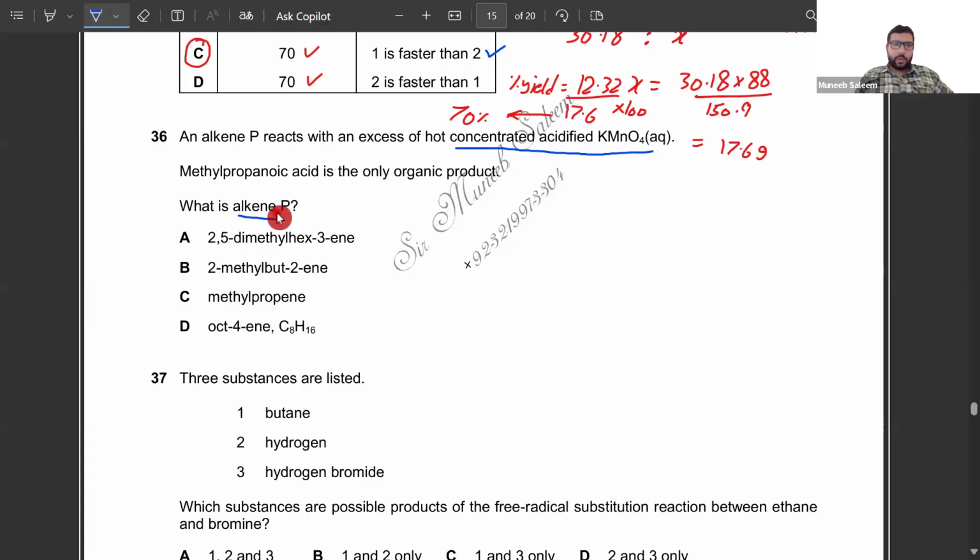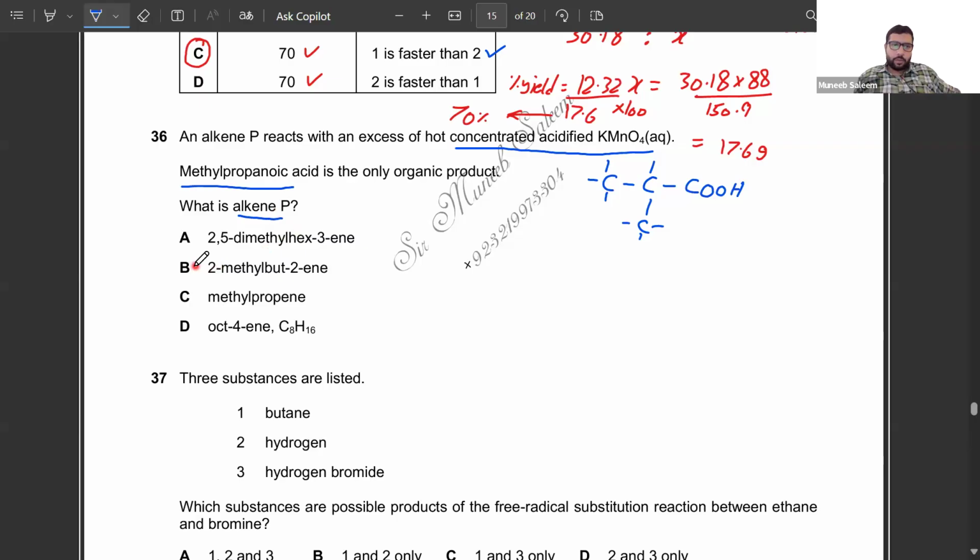Before going into that, we need to see the structure of methylpropanoic acid. I'm going to draw a simple structure. We have 3 carbon atoms like this, and then we have this structure as methylpropanoic acid. You can complete the hydrogen atoms on the carbon atoms shown here. This is methylpropanoic acid, the product which should be obtained by the reaction of acidified KMnO4 with the correct option.